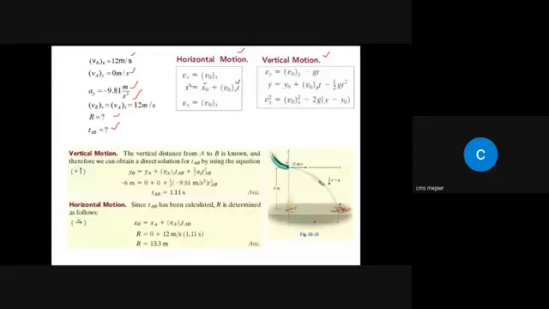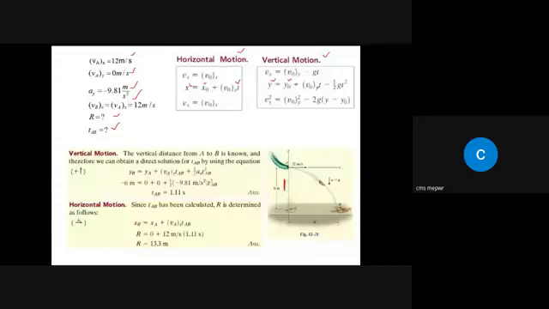Okay, if you look at this one, we have this value y naught, which is 0. We have final y. How much is y? Will it be positive or negative? It will be negative because this is the origin and y is upward positive, so it will be minus 6.